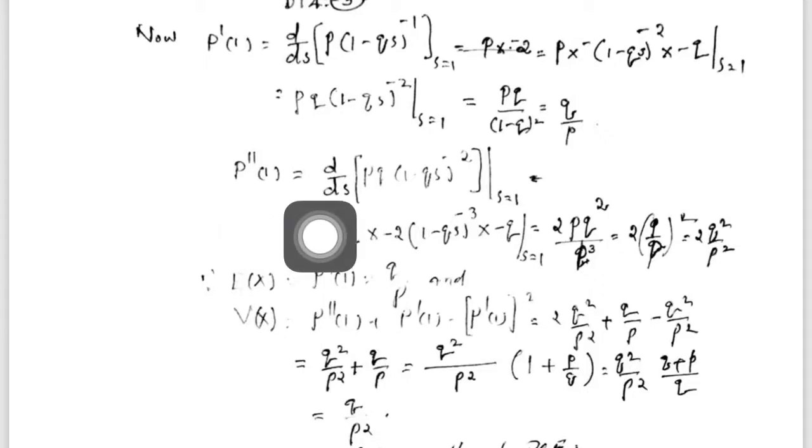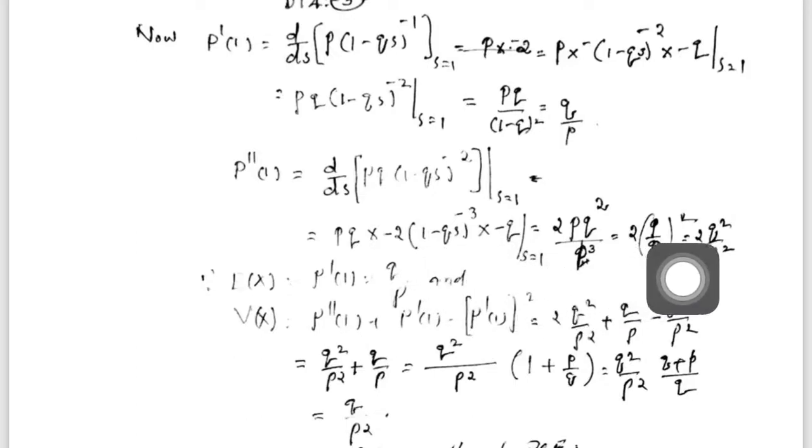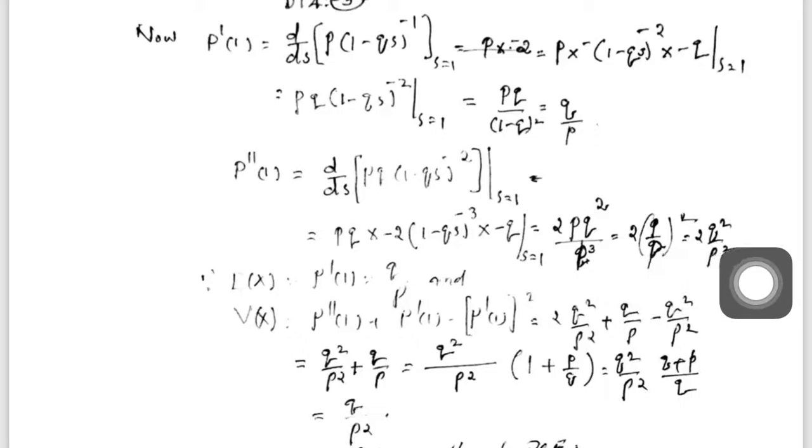And you find out the second derivative of P evaluated at s equal to 1, that is P''(1). It is equal to the derivative of the first derivative, that is the second derivative. So it is equal to pq into minus 2 into (1 minus qs) to the power of minus 3 into minus q. And direct simplification will yield 2 into q square divided by p square. Okay, that is P''(1).